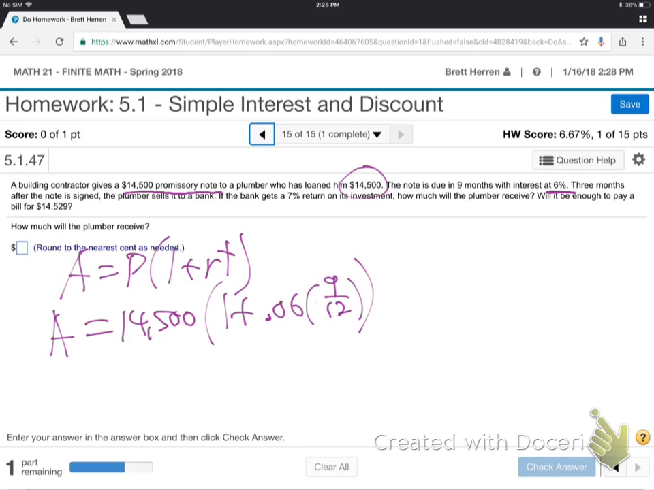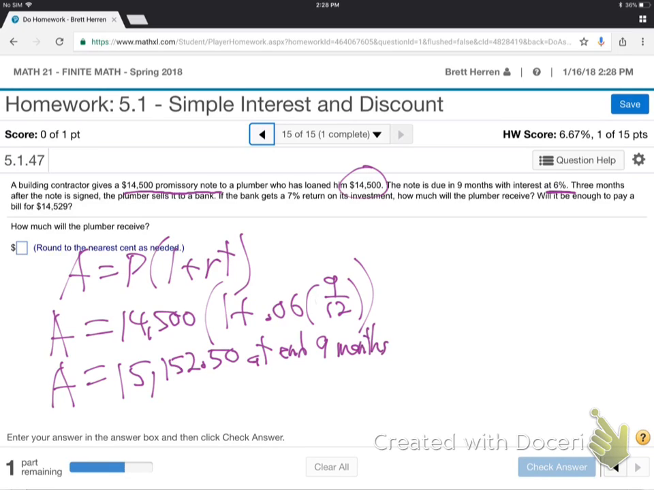You with me? So let's figure that out first. Use your calculator. Find out what the plumber's supposed to get paid at the end of that time. And I'll show you what we do from there with the bank thing. I'm getting $15,152.50. That's at the end of 9 months.